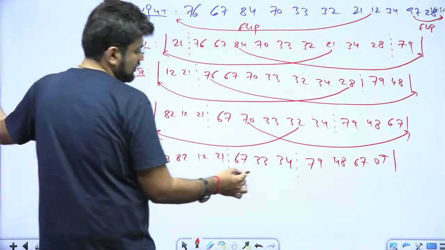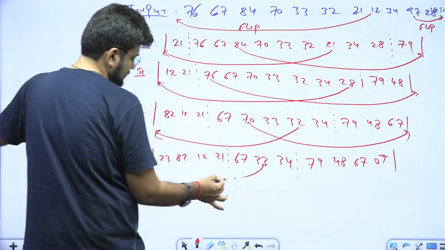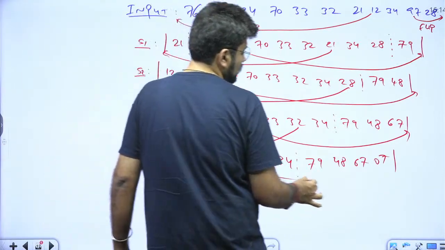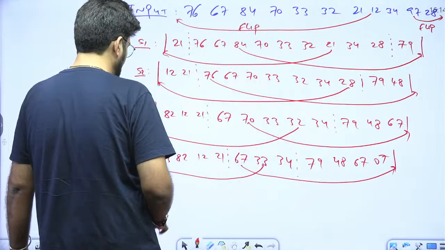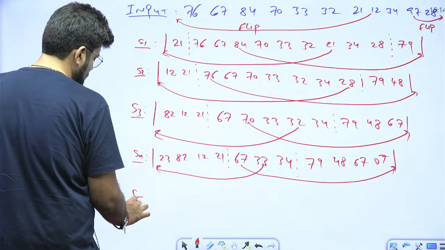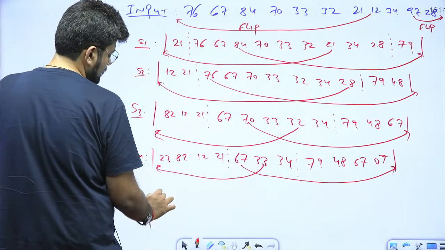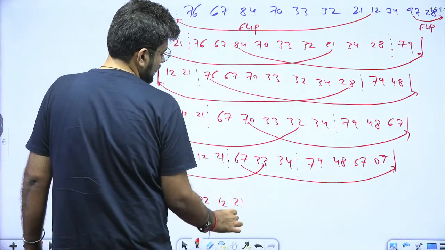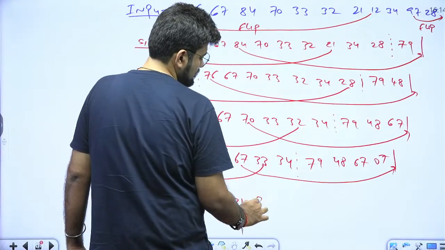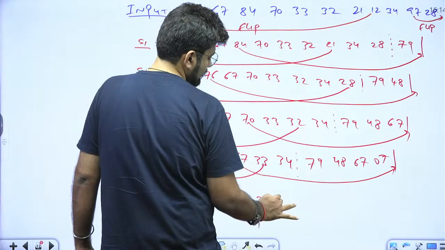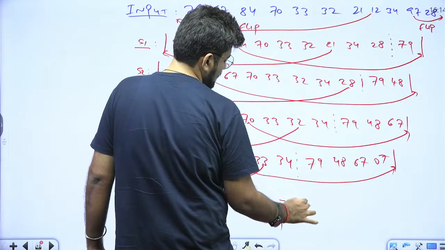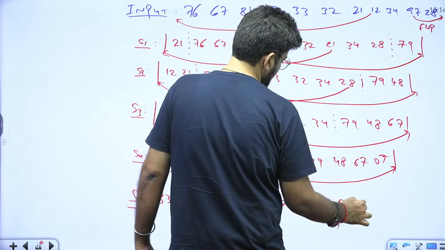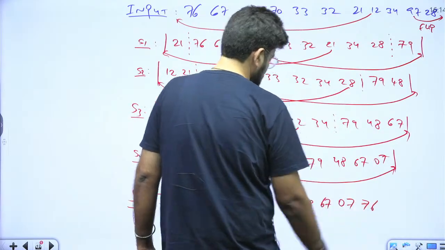The next smallest number is 33. So 33 will come in front. It will flip and become 33 only. The next largest number is 67. It will go here and become 76. Okay. So this is my step 5. We have 33, 23, 82, 12, 21. We have 34 which is left in the middle. Then we have 79, 48, 67, 07 and 76.